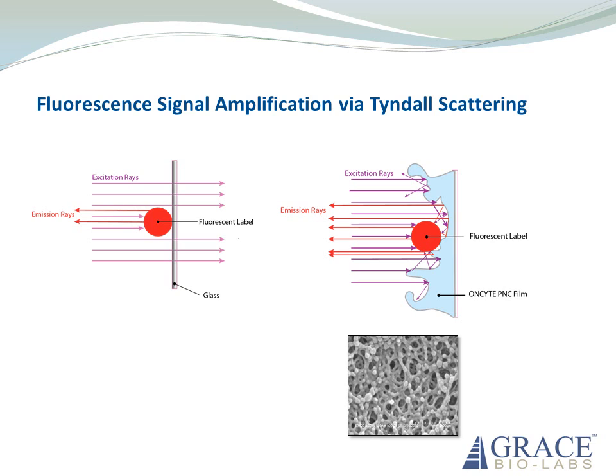In addition to this effect, fluorescent light that is emitted into more obtuse angles can be reflected by the PNC surface back toward the detector, also increasing the total amount of captured emission light. Again, the signal is increased many times.